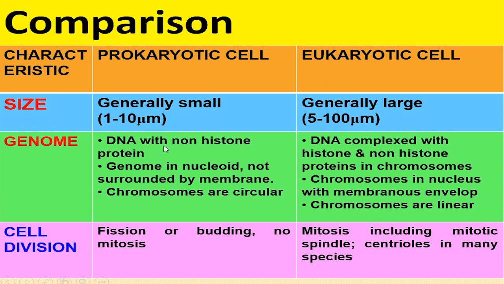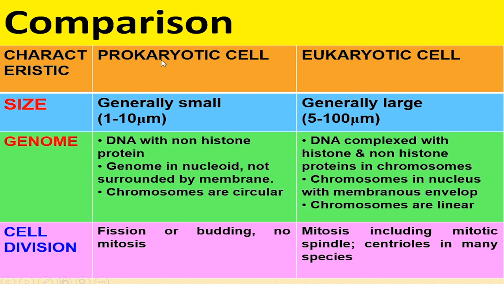The genome is DNA present without any histones or proteins, and the genome is not surrounded by a membrane. Chromosomes are circular, plasmid-like. While in eukaryotic cells, you will find the DNA is a double helix, along with proteins termed histones, and it is covered by a nuclear membrane, a double membrane structure. The DNA is present in the form of chromosomes.